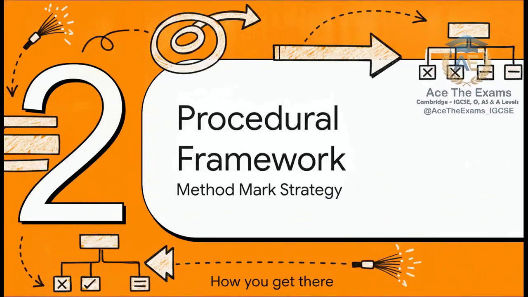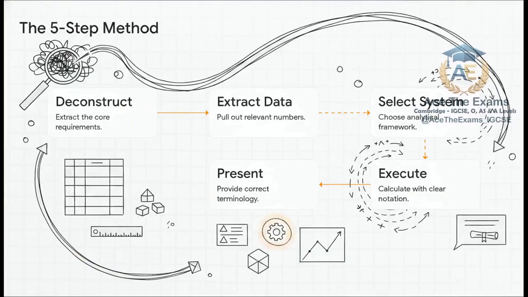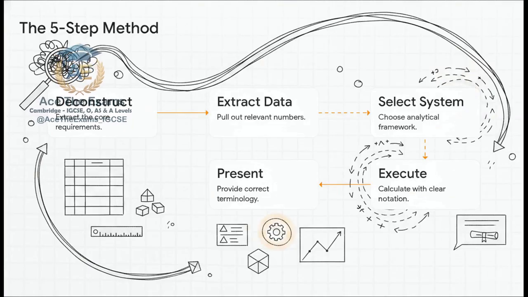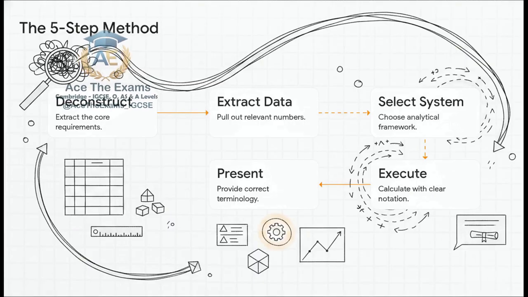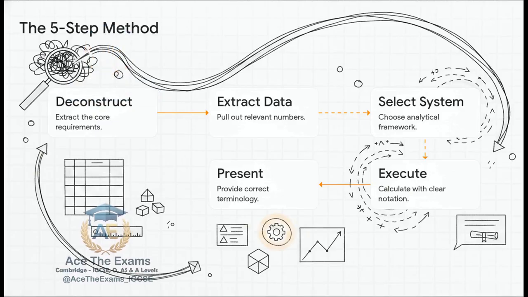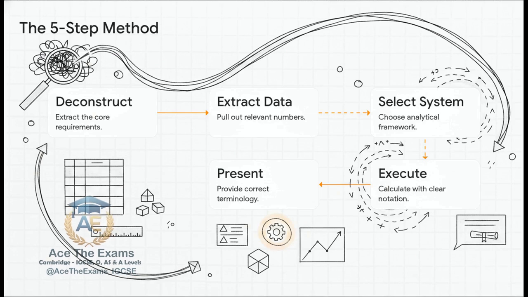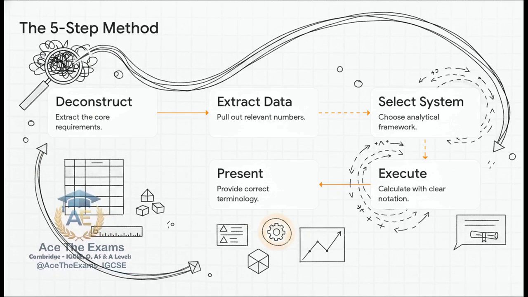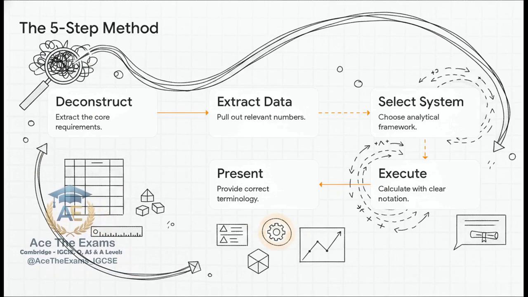All right, let's dive into Section 2, the procedural framework. What's really interesting about this next slide is how we capture process marks through what I call the computer science success blueprint. This step-by-step sequence is the exact standardized methodology examiners expect to see when you are tackling complex, multi-step calculations or extended responses. Let's break it down, because this is where students like Sam lose all their marks by rushing.